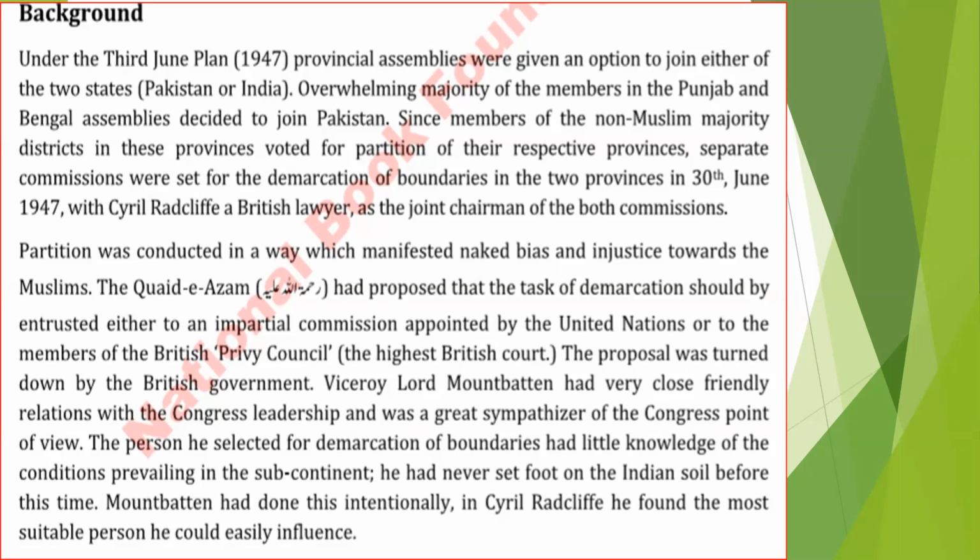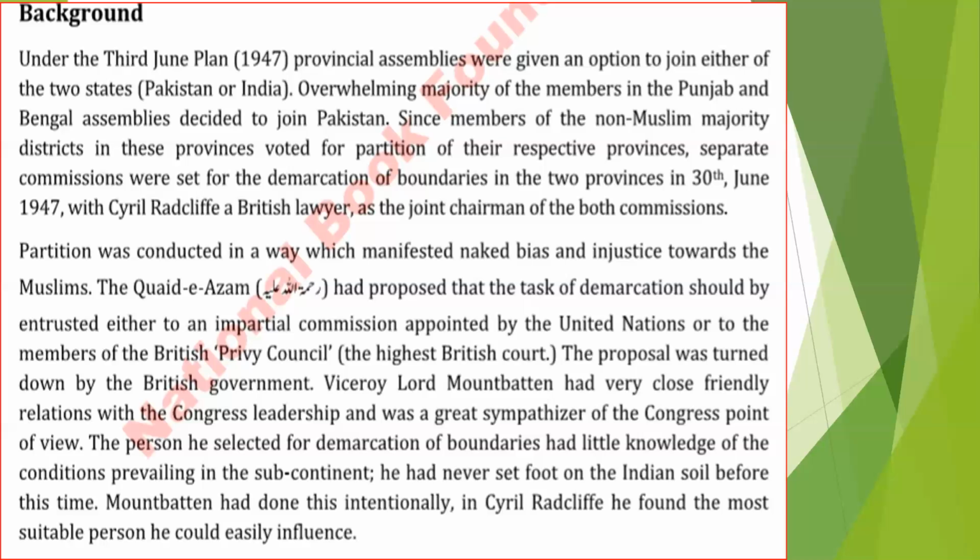Partition was conducted in a way which manifested net bias and injustice toward the Muslims. Quaid-e-Azam had proposed that the task of demarcation should be done fairly and entrusted either to an impartial commission appointed by the United Nations or to a member of the British Privy Council. This suggestion was from the Quaid-e-Azam, but the proposal was turned down by the British government.